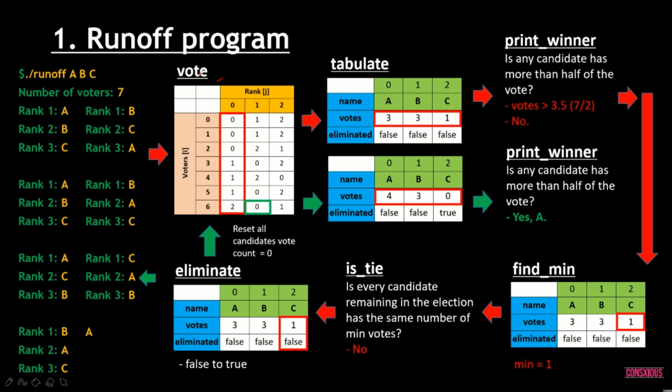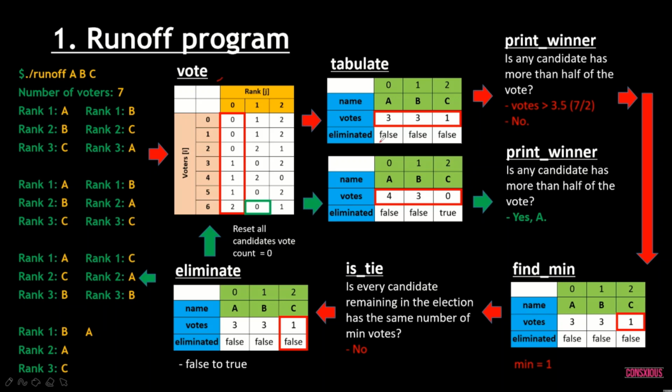From the vote function, we go to another function called tabulate. As I mentioned just now, we only focus on rank 1, so we take the rank 1 and put it here. A is 0, and there are 3 zeros, so there are 3 here. B is 1, so there are three 1s and there's 3 here. And C is 2, and 2 appears only once, so 1 is here.